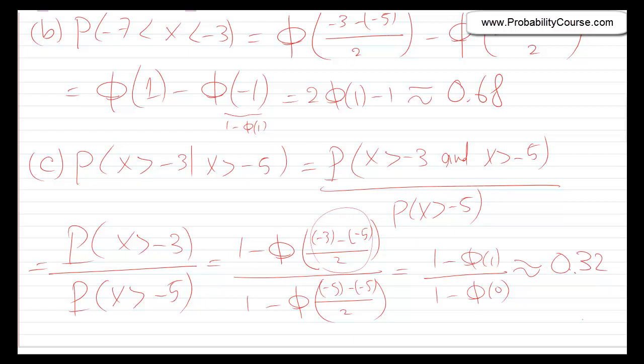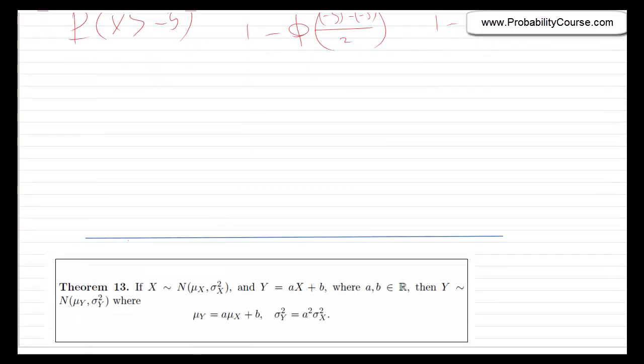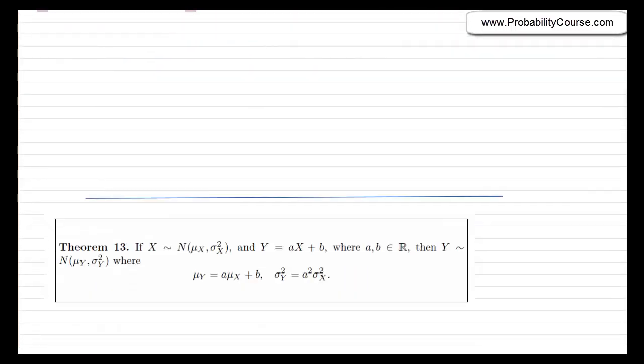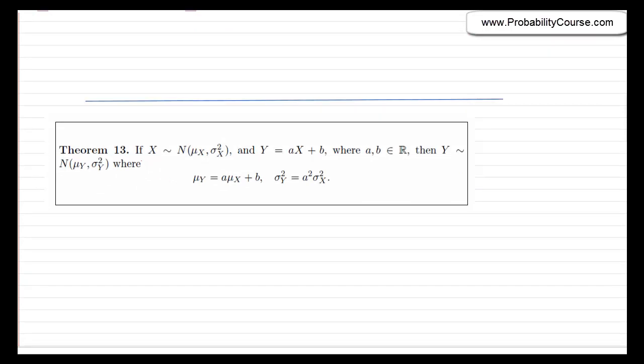So the point is that we should be able to use the phi function to find probabilities regarding a normal random variable x. And finally, I would like to talk about an interesting property of a normal random variable. If I have a normal random variable with parameters, let's say, mu sub x and sigma squared of x, and then I have another random variable y which is equal to a times x plus b, basically a linear transformation of x, then y is also going to be normal, and we can find its mean and its variance. First of all, what is the mean and variance of y?